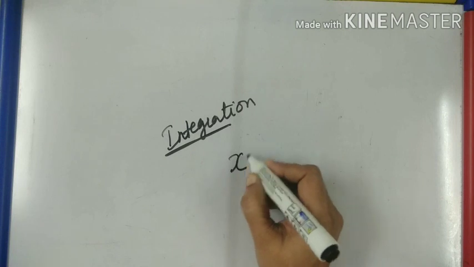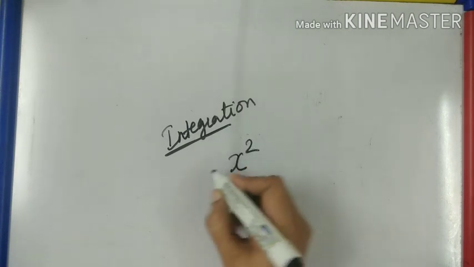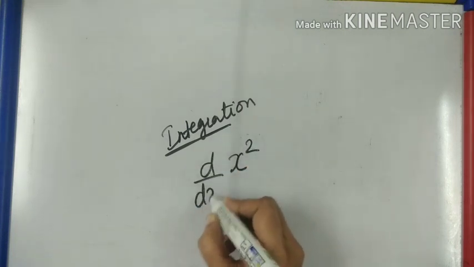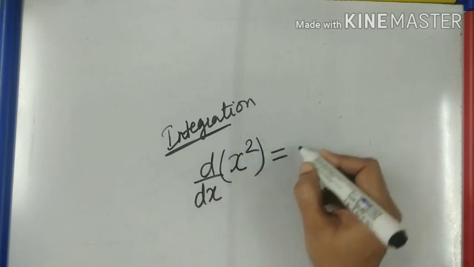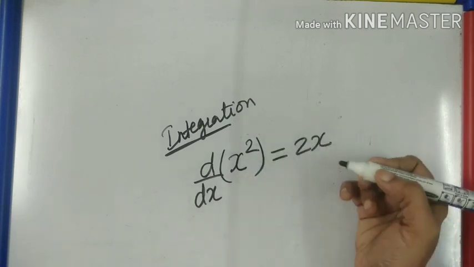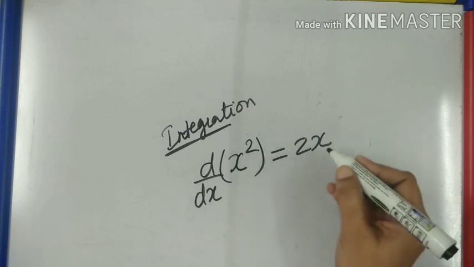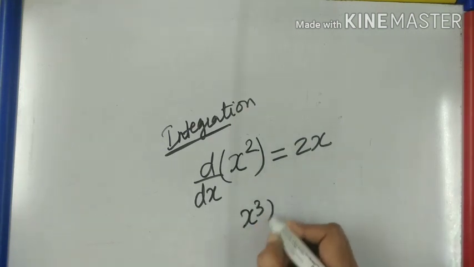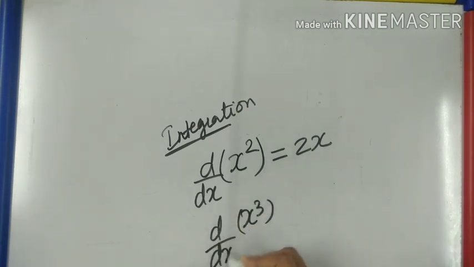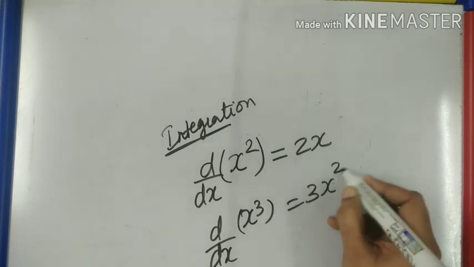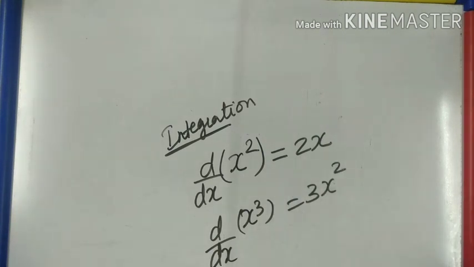See, for example, x square is there. If I want to write the derivative, we use the formula 2x. X square becomes 2x. X cube becomes 3x square. So like this, we learnt very many formulas. This year, we are reversing the process.